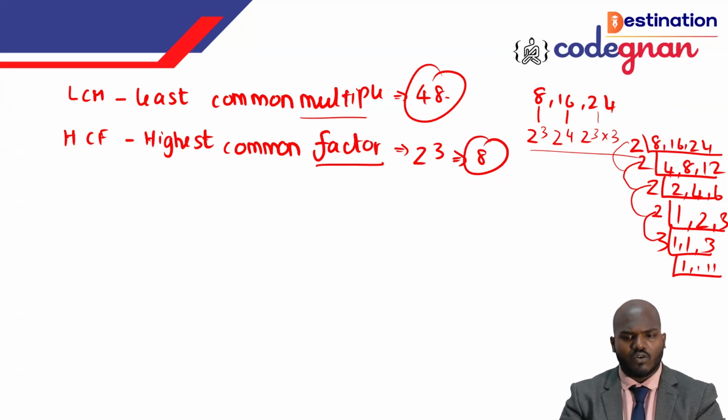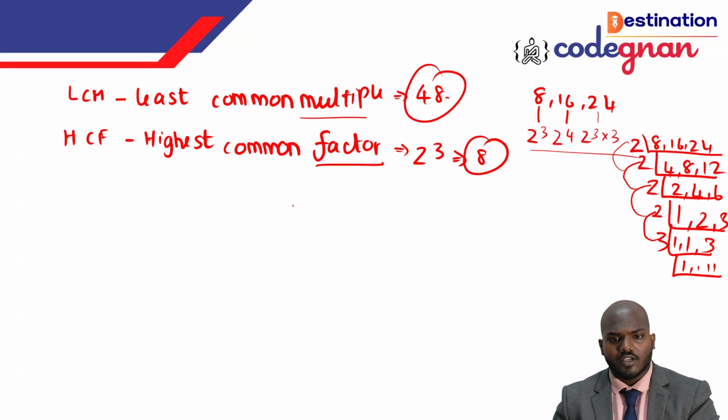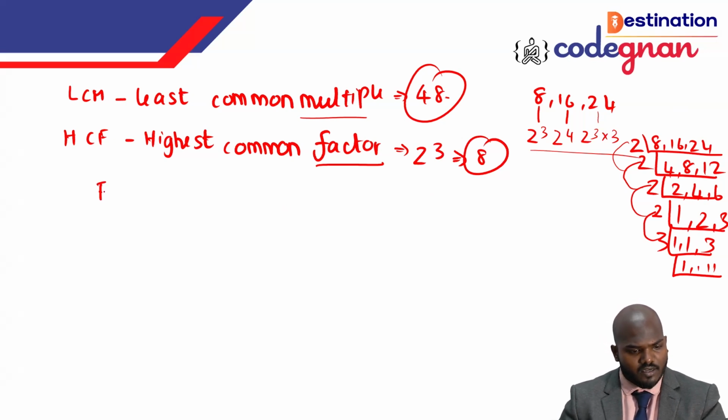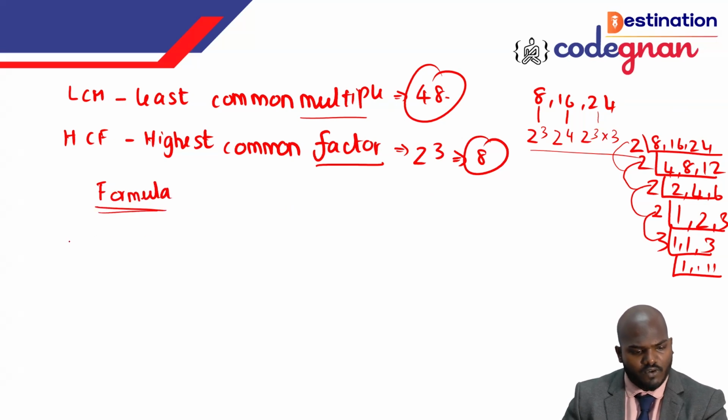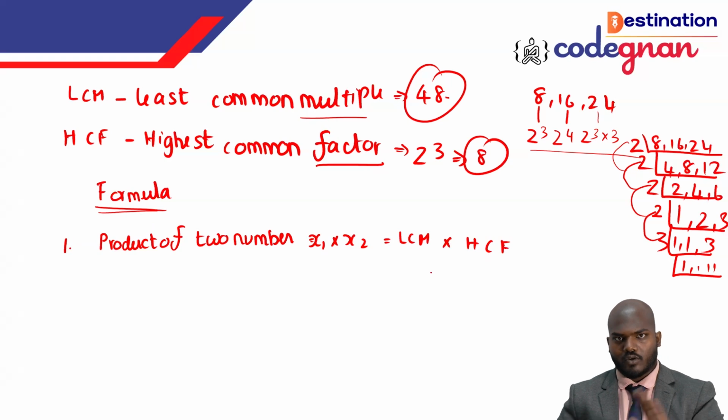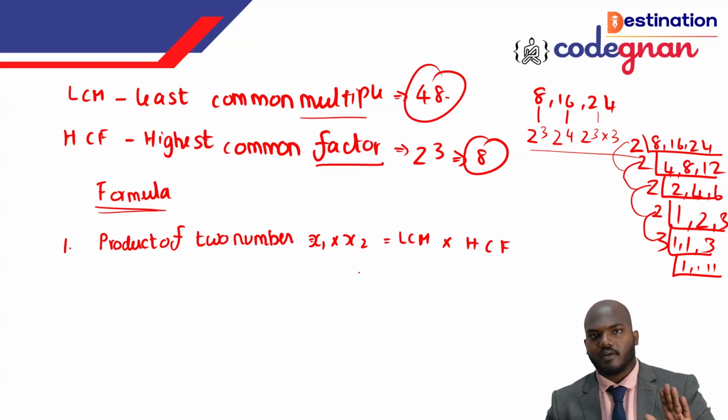You see this one, we don't involve any kind of theory, but still, guys, you need to know some formulas inside LCM and HCF. That is formula number 1. The product of two numbers, which may be anything, x1 times x2, is equal to LCM times HCF.